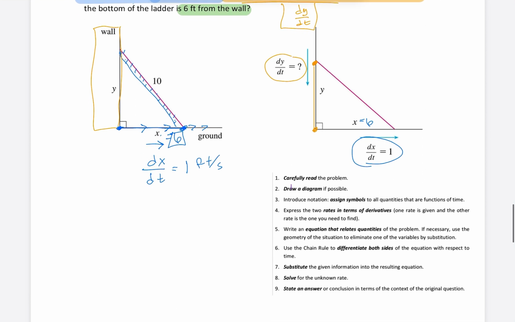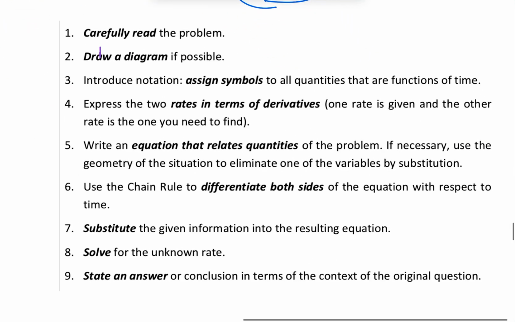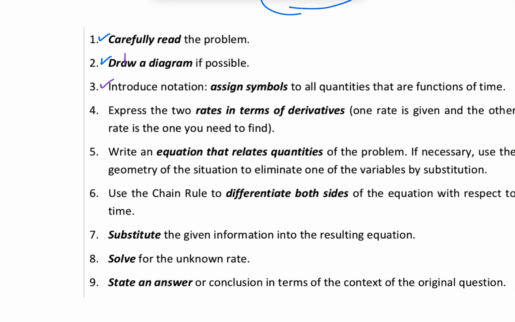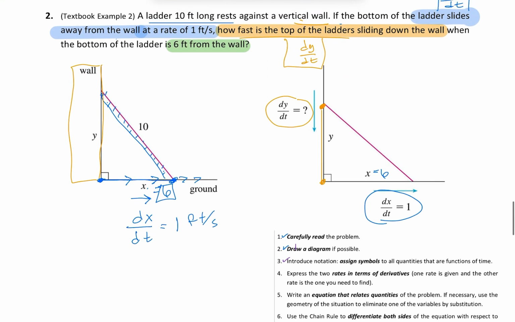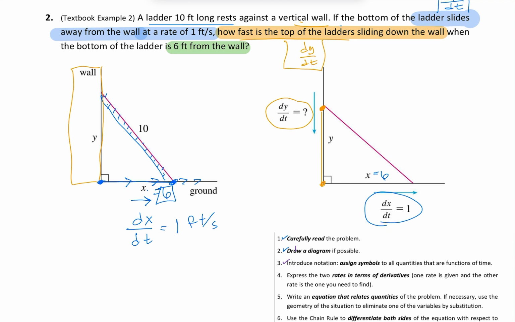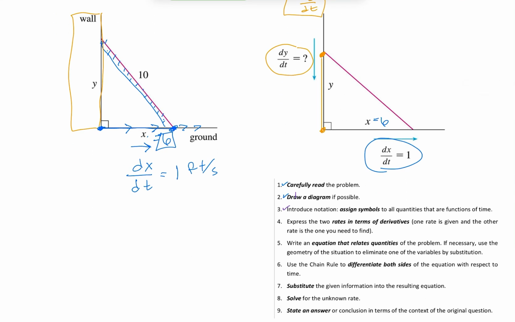All right, so these are our steps to solve this problem. We just did step 1 and kind of did step 2 while we were doing that. A little bit of step 3, but we'll keep going with that. Let's use purple. So let's do step 3 now and assign some notation to all the quantities in the problem that are functions of time. So what are we given here? They gave us the length of the ladder.